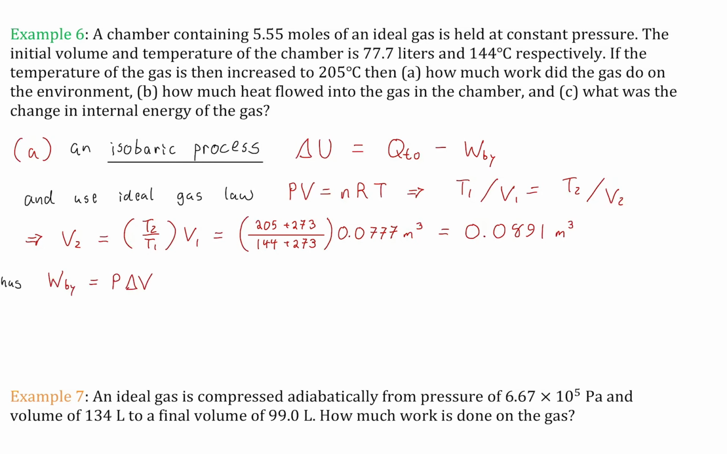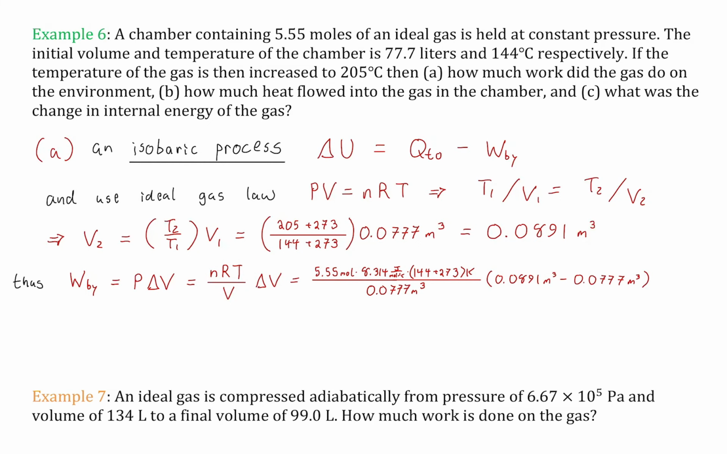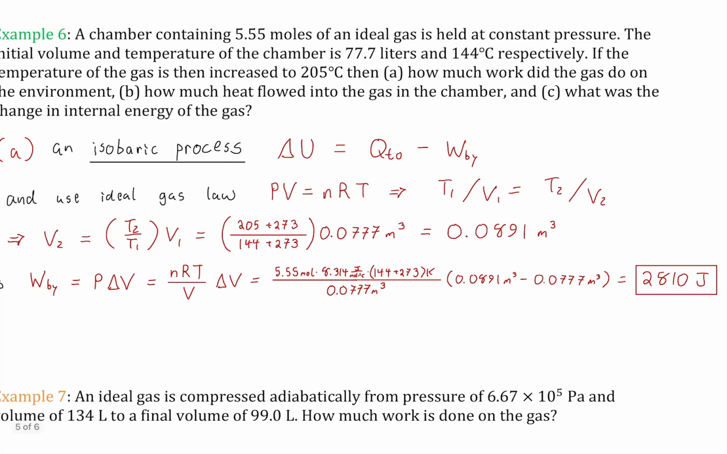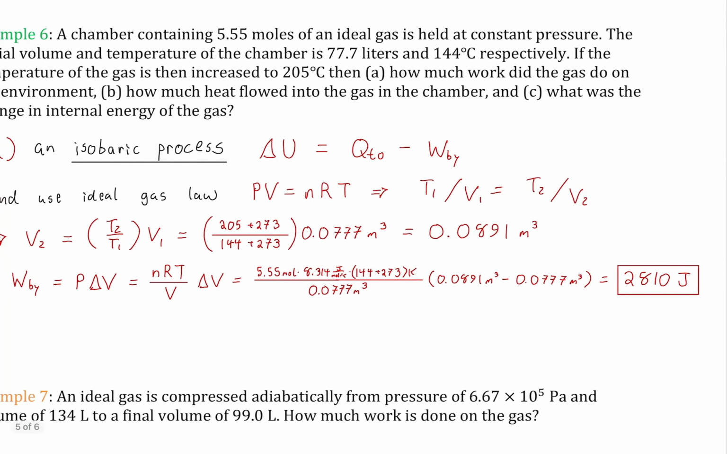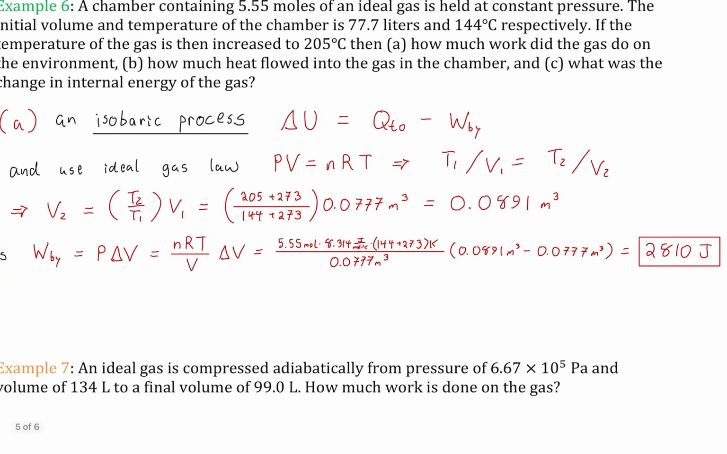So the work being done by our gas, by our substance, is just pressure times change in volume. So it's going to be nRT over V times delta V, because I've just replaced pressure with nRT over V. That's because I wasn't told the pressure, but I don't need it because I have everything else. I plug in all my numbers, and there we go. We have the work being done by the gas. How much work did the gas do on the environment? 2,810 joules. Wonderful. So that's A.